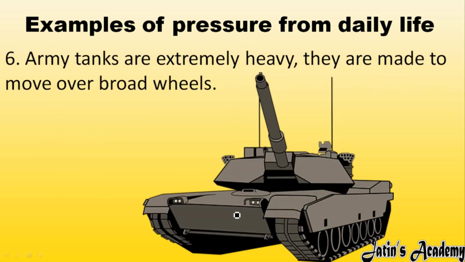Next, we are having army tanks, which are extremely heavy. As you can see, these army tanks are extremely heavy, but their wheels are made broad. Why are the wheels made broad? Broad means more area is there. More area means less pressure they are going to exert on the ground, so that they cannot sink into the ground due to their weight. That is why they are given broad wheels, so that area can increase and pressure on the surface can reduce.